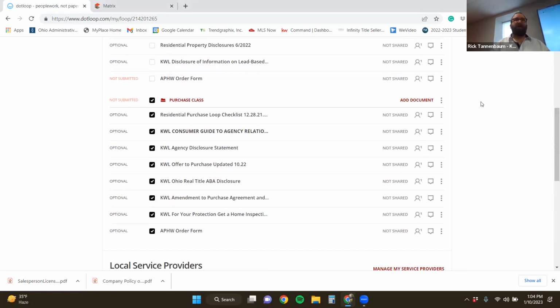So I'm in .loop. You guys are all familiar with .loop and adding files, sort of a little bit. You guys know how to do that. So all I've done here is, what you would do when you're writing an offer is start a new loop. I use the address. That's the easiest way to identify your loops, to use a property address as the loop name. And then once you're in there, you'll add the documents that you need.